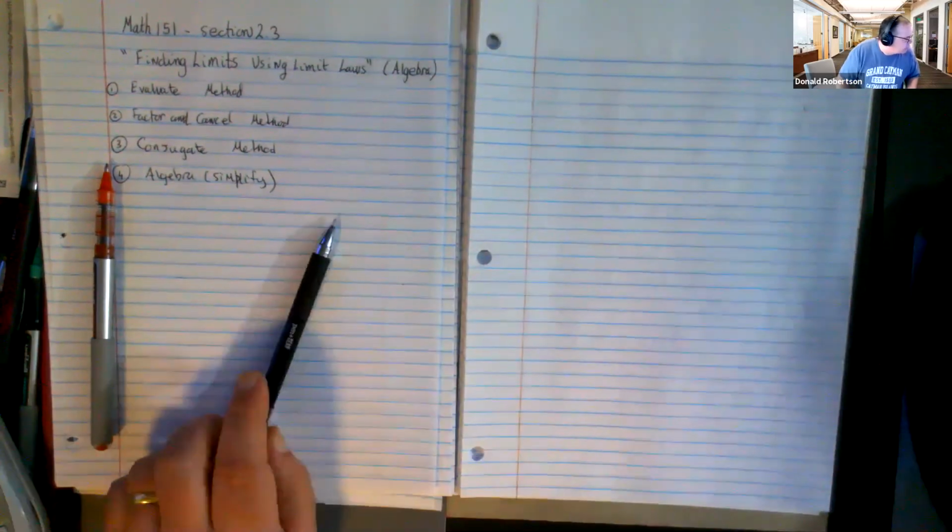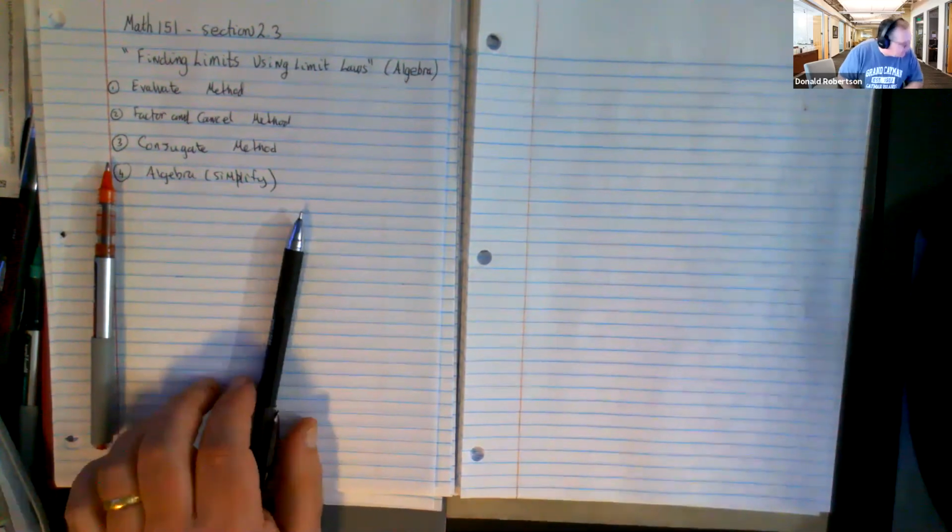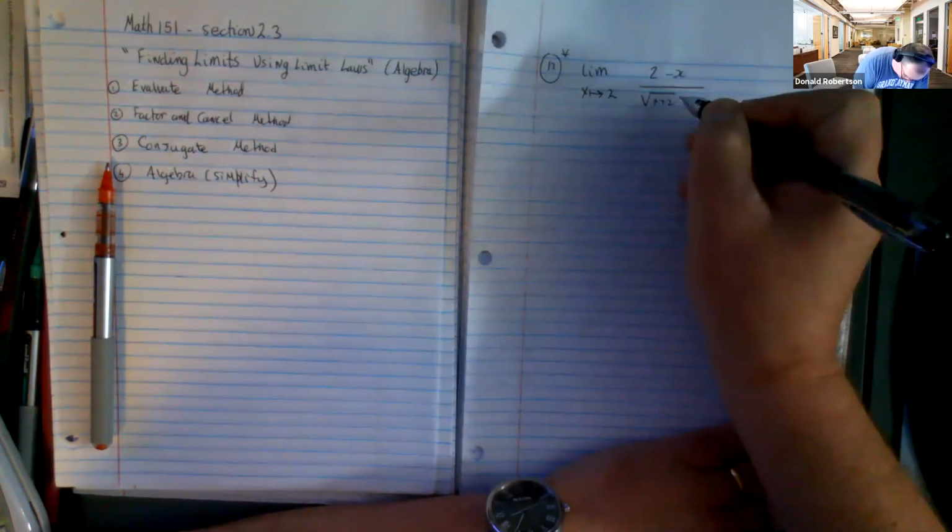So here is the next fella. And this one is the conjugate method, and it's question 12. It's the limit as x tends to 2 of 2 take away x over the square root of x add 2, take away 2.